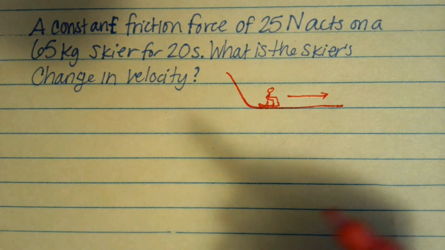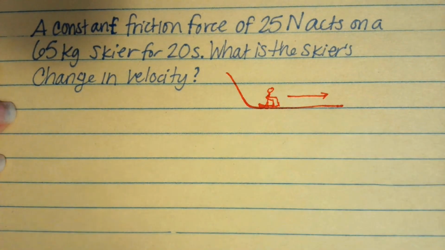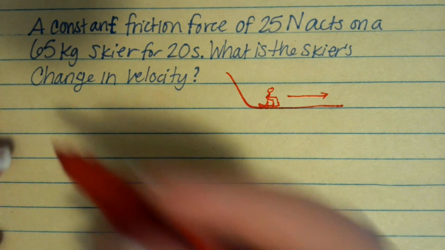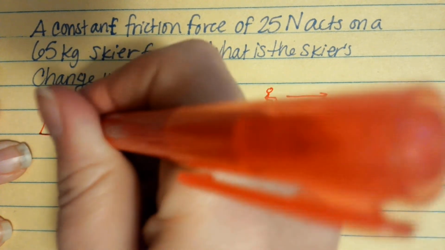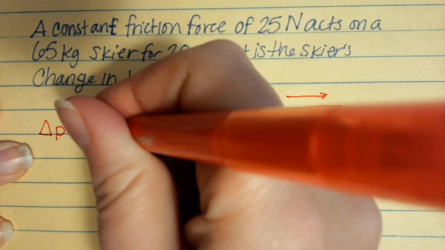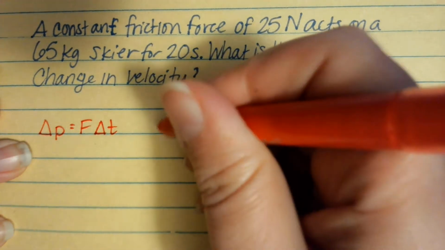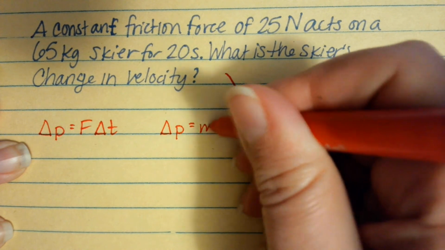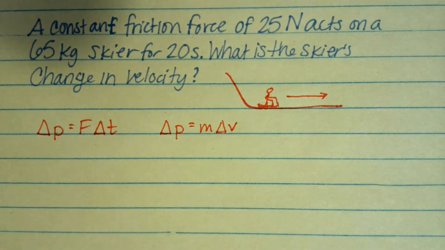All right, so I'm thinking about momentum, about the momentum being slowed down here. And I'm thinking about those two formulas for impulse, or delta P. That would be force and delta T, and also delta P equals mass and delta V. Okay, I'm thinking of these two.